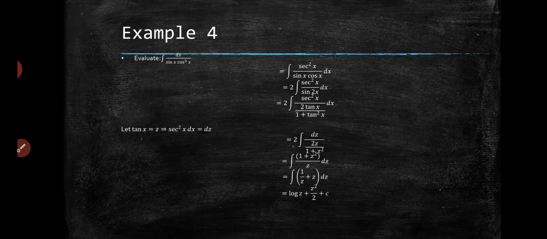But what was z basically? Z was basically tan x. So it becomes log of tan x plus tan square x by 2 plus c. So all you see is basically the tricks here lie mainly in the trigonometry, not in the integration. Right? Next, number 5, and this is the last problem that we have.